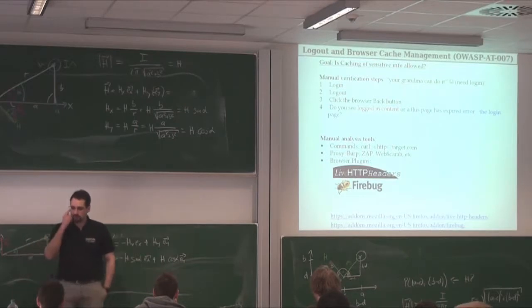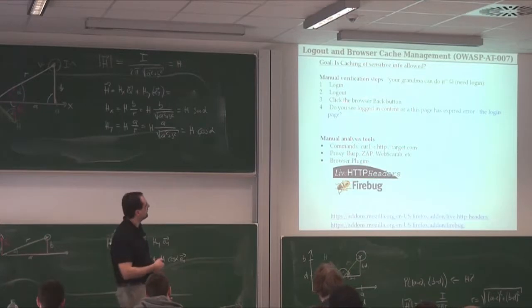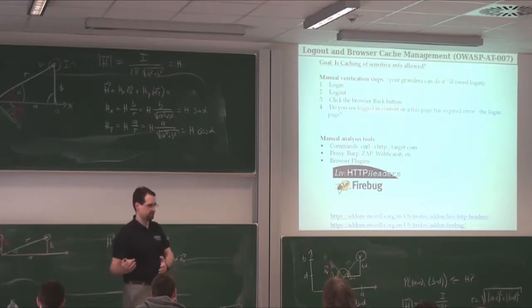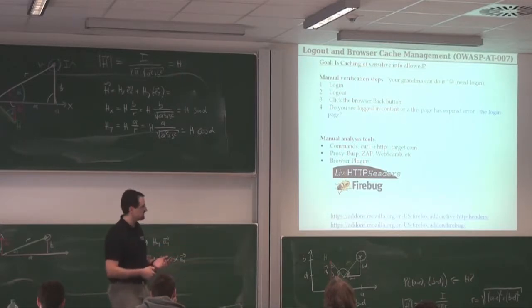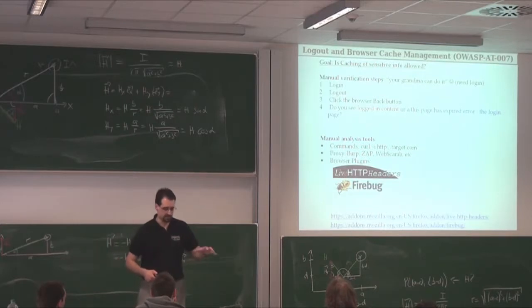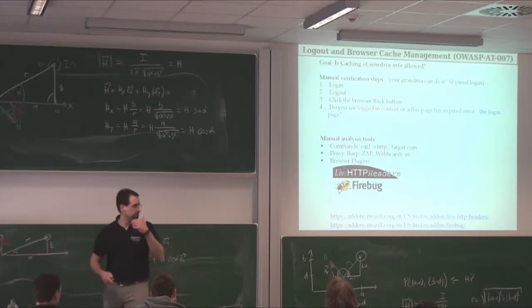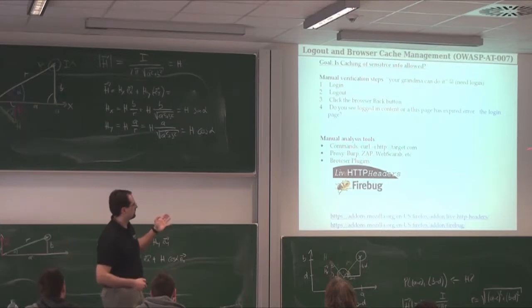Now, for logout and browser cache management, the business way of explaining this is you log in, and then you see the home page, right? Then you log out, and you see the login page. Then if you click the back button, you should not see the home page. You should see an error, right? You should see something like, this page has expired. If you see the logged in content, that means that the application is allowing the browser to store authenticated content.